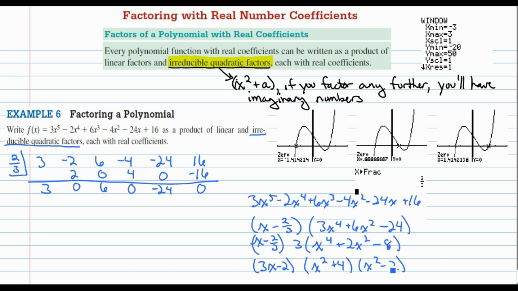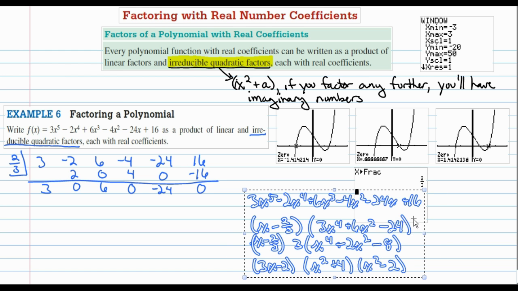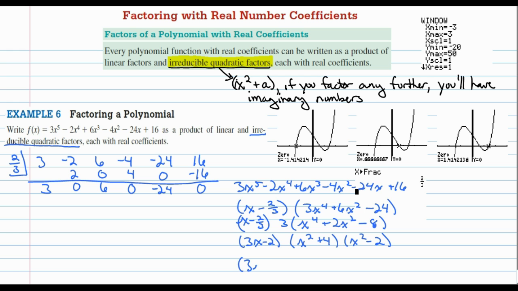Well, I know that x squared minus 2 can be a difference of squares. So I'm going to shrink that down a little bit. So I have 3x minus 2 times, here's one of my irreducible quadratic factors, x squared plus 4. And then I have x minus the square root of 2 times x plus the square root of 2. So here is a product of linear and irreducible quadratic factors, all with real coefficients.